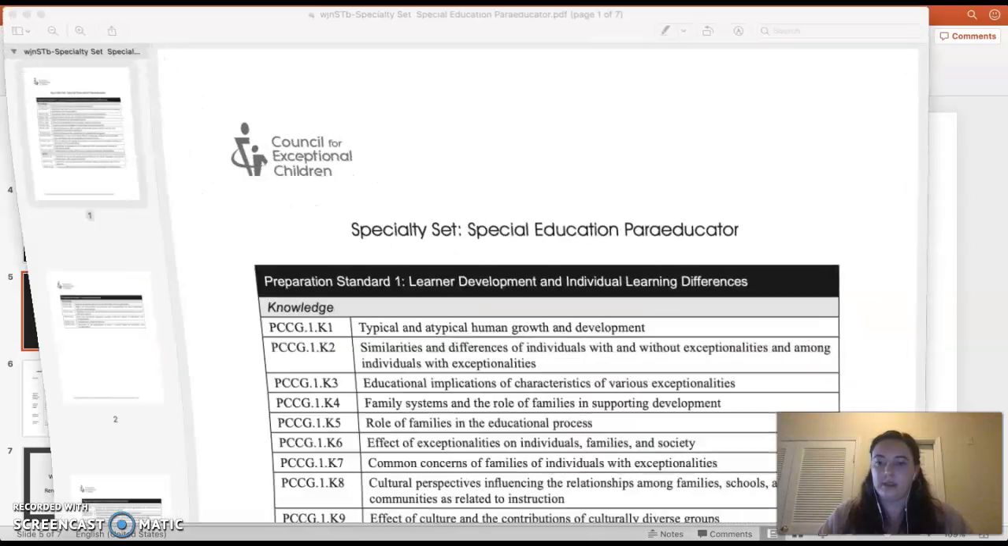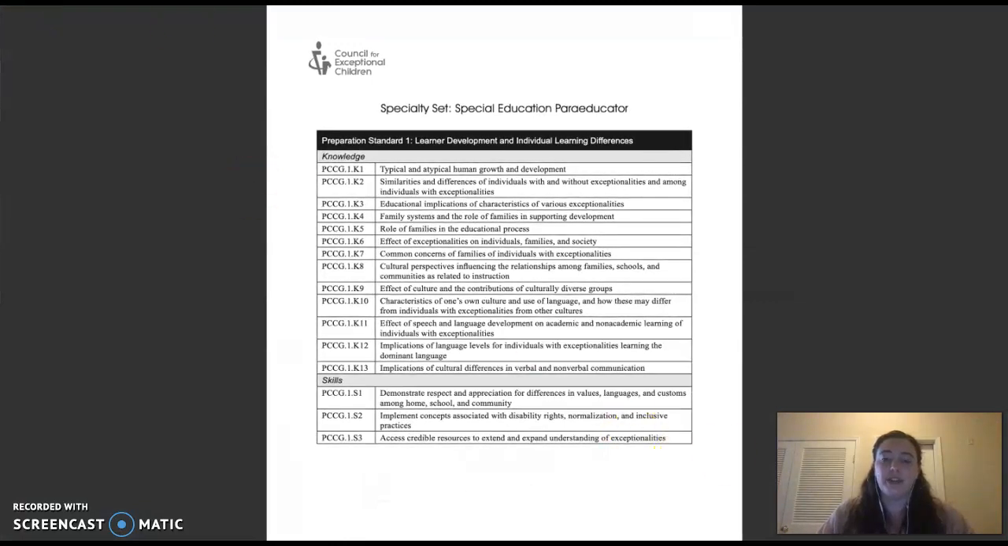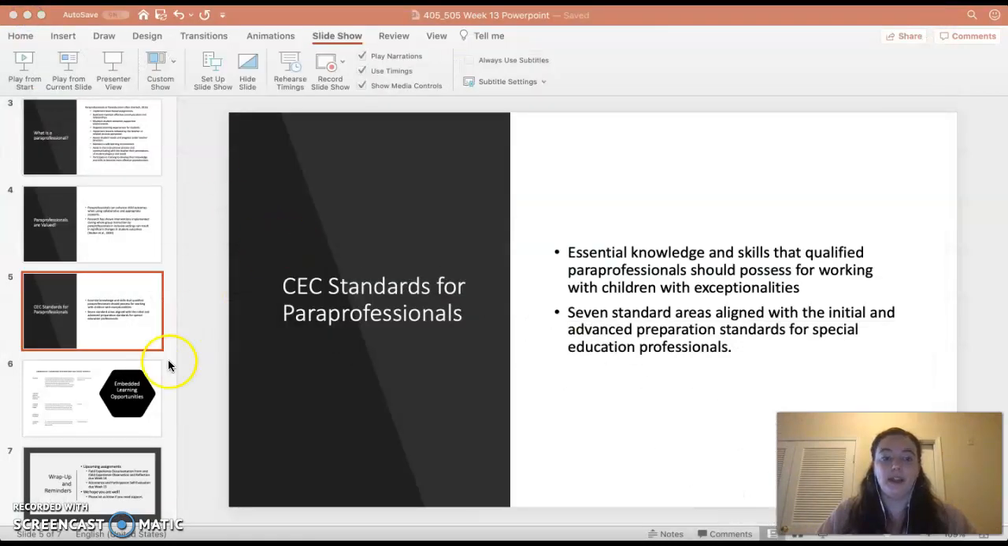If we want to take a quick look at these standards, this is one of your readings for this week. As you can see, just like the standards for special educators, there are 7 preparation standards. The first is learner development and individual learning differences. These are the skills that highly qualified paraeducators or paraprofessionals are going to bring to the classroom. So they should know typical and atypical human growth and development, educational implications of characteristics of various exceptionalities, and so forth. I'm not going to read all of this because it is a required reading, so please take a look at the specialty set, but you'll notice that the standards are broken down by knowledge and then also by skills. So keep in mind that paraprofessionals do have a set of standards that help to guide what a high quality paraeducator looks like.